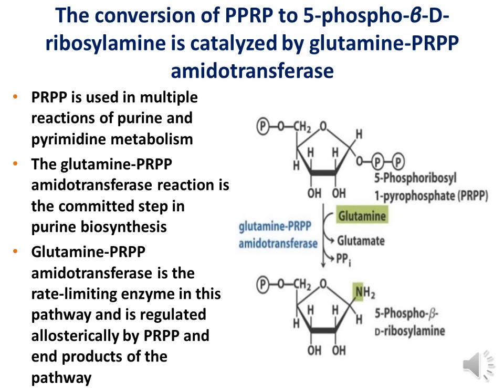As you have already seen, PRPP is used in multiple reactions of purine and pyrimidine metabolism. Therefore, we refer to this step as the committed step in purine biosynthesis because it commits a molecule of PRPP to the construction of a purine ring. You should also note that glutamine PRPP aminotransferase is the rate-limiting enzyme in purine synthesis. We are going to talk about its regulation in a subsequent slide.